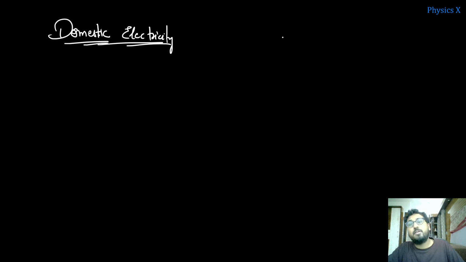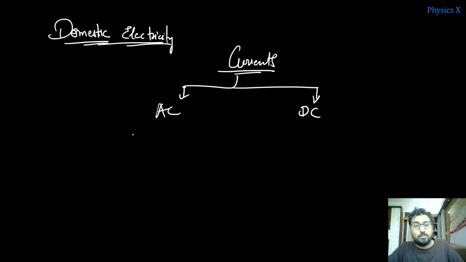Let us now take, for example, your domestic supply system, or the electricity you are receiving in your household. There are two types of currents, you need to understand that. One can be AC and one can be DC. AC means alternating current, and DC is direct current.